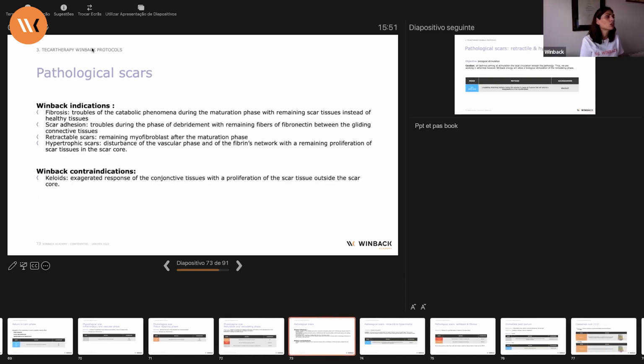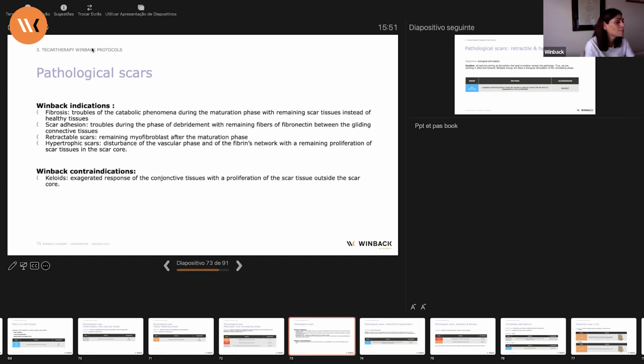Okay, so pathological scars. The indications, we have the fibrosis, the troubles of the catabolic phenomena, like I told you before, during the maturation phase with the remaining scar tissue instead of healthy tissue, okay? We can work on it. In scar adhesions, troubles during the phase of the debridement with remaining fibers of fibroconnection between the gliding connective tissue. On the retractable scars, when you have remaining myofibroblasts after maturation phase, okay?